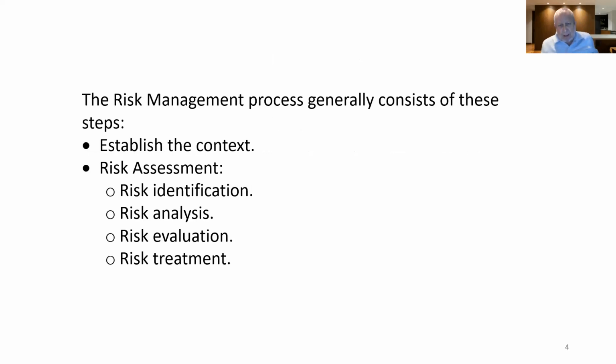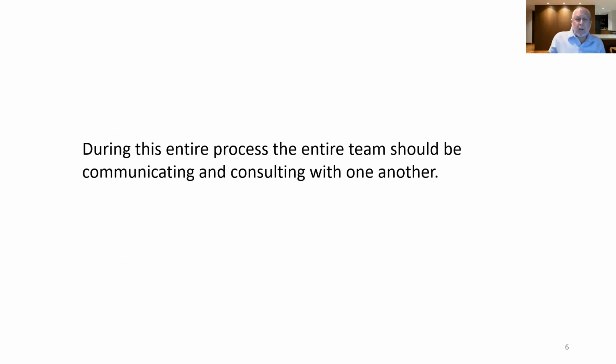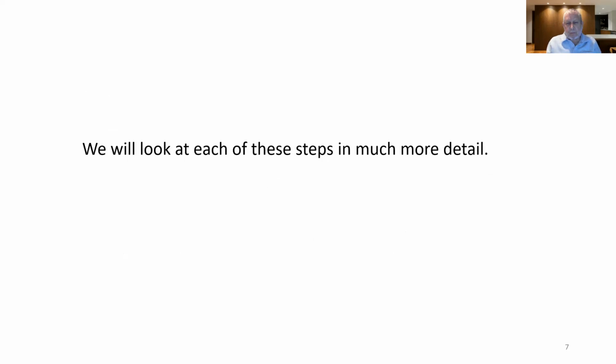So the risk management process generally covers these steps. Establish the context, and we'll talk about each one of these individually. Risk assessment, which includes risk identification, risk analysis, risk evaluation, and risk treatment. And then monitoring and reporting. Did the risk treatments work? If not, make necessary adjustments, maybe even start over. Report results as necessary, maintain awareness of any possible changes, and continue monitoring and adjust and repeat as needed. During this entire process, of course, the entire team should be communicating and consulting with one another. Again, we're going to look at each one of these steps in much more detail.